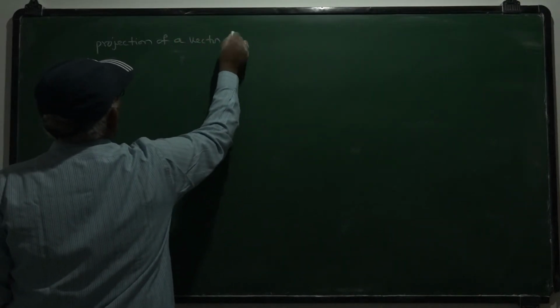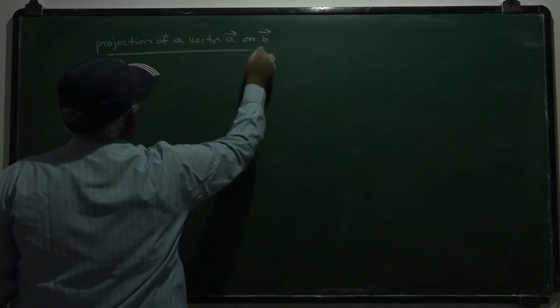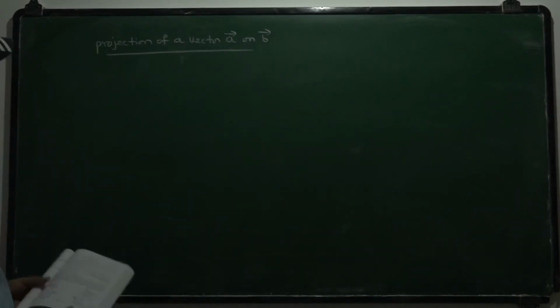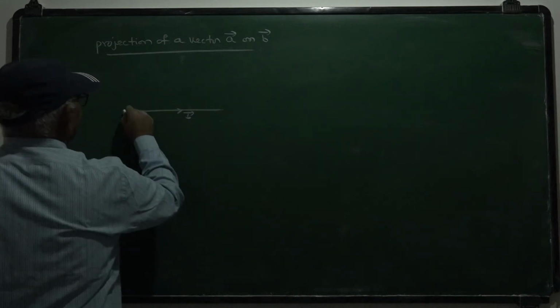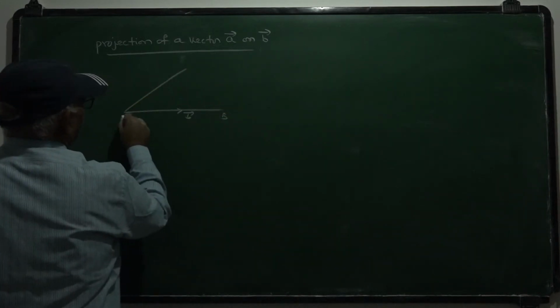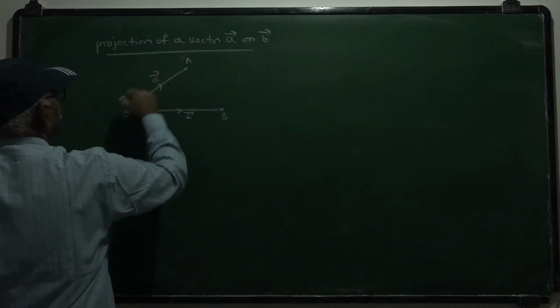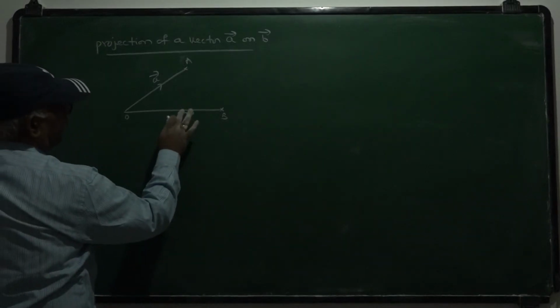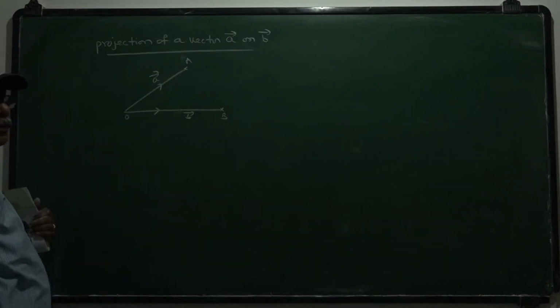Next concept, projection of a vector A bar on B bar. Let us suppose this is our B bar, this is OB bar, of course, and this is OA bar, A bar.